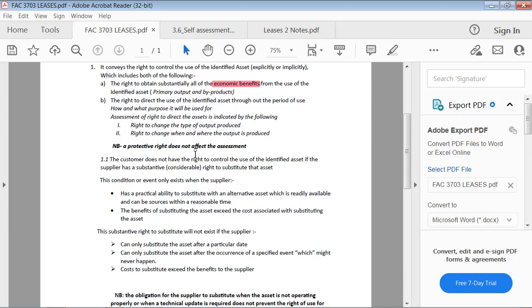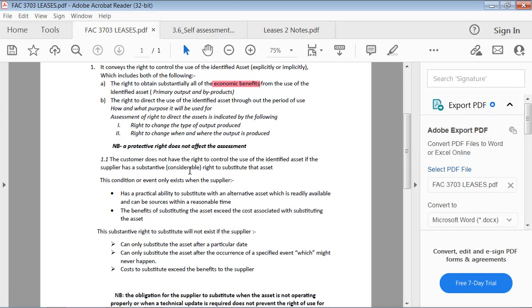Then you need to state that that protective right does not give the what? The right to direct use of the asset for the supplier or the owner of the asset. I hope that is clear.